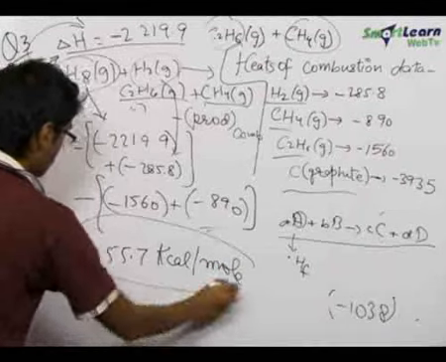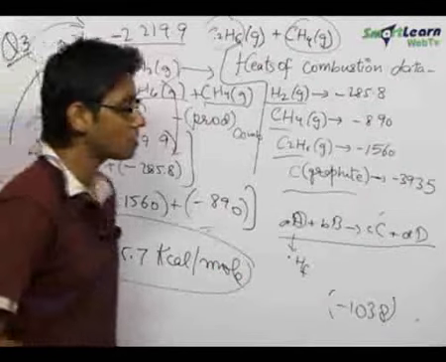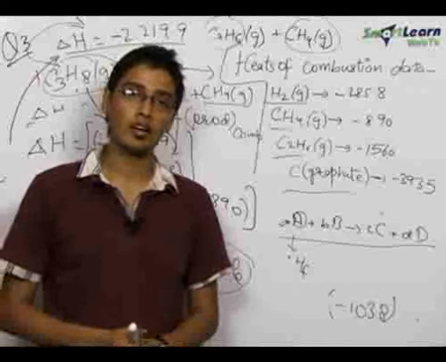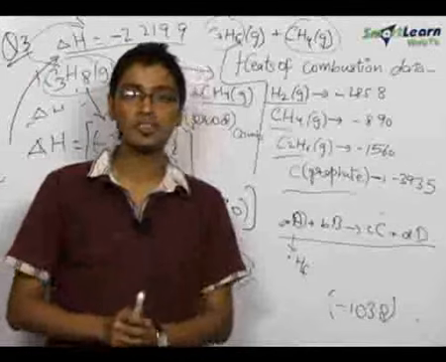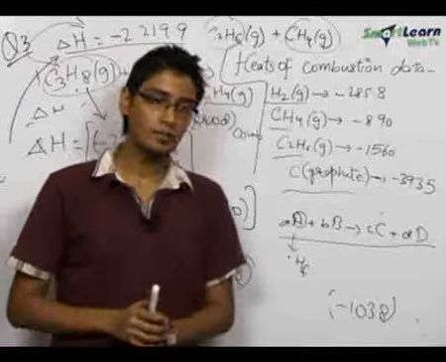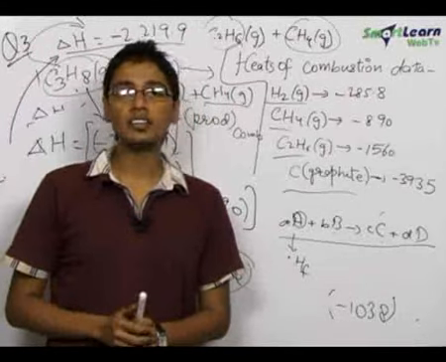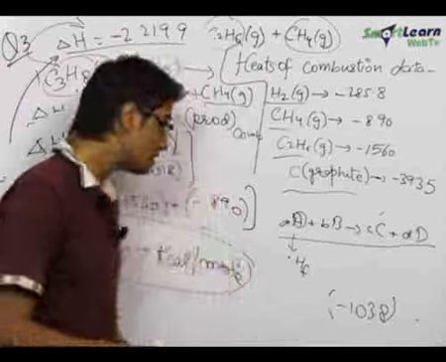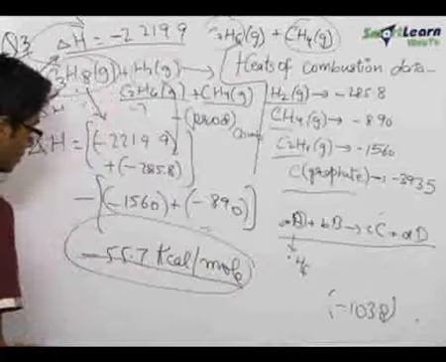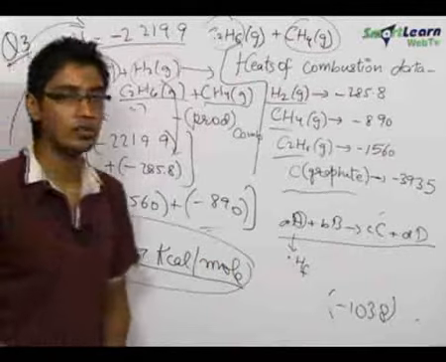So in this question, we learned two things. First, how to find out the enthalpy of a reaction if the enthalpies of formation of different components are given. And secondly, when the heat of combustion of different components are given, how can we write the enthalpy of a reaction? And hence, our final answer is minus 55.7 kilocalories per mole.